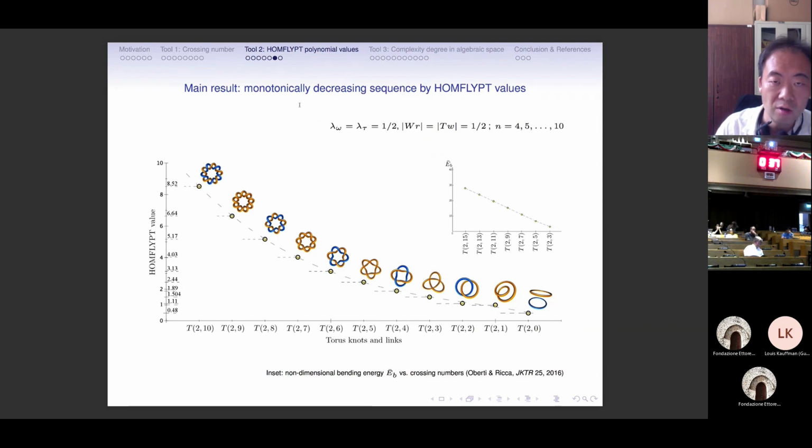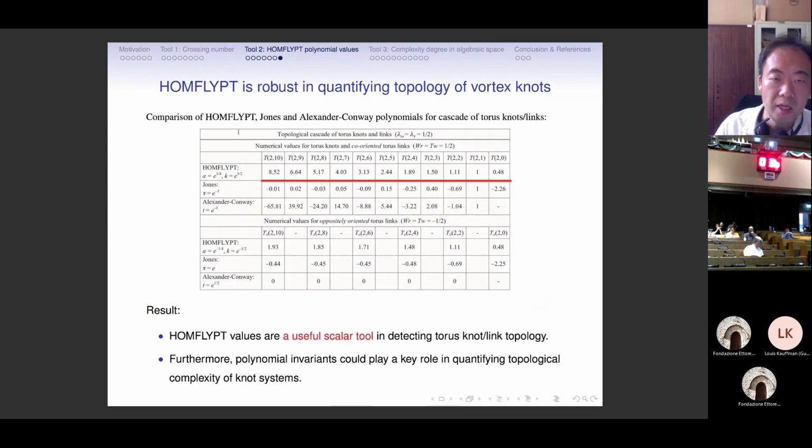We obtain a monotonically decreasing sequence for HOMFLYPT values. It is a monotonically decreasing one. So this result is pretty good. If we compare the performance of HOMFLYPT, Jones, and Alexander-Conway polynomials, we can see HOMFLYPT is the best one. So we have a conclusion. HOMFLYPT values could be a useful scalar tool in detecting torus knot and link topology.